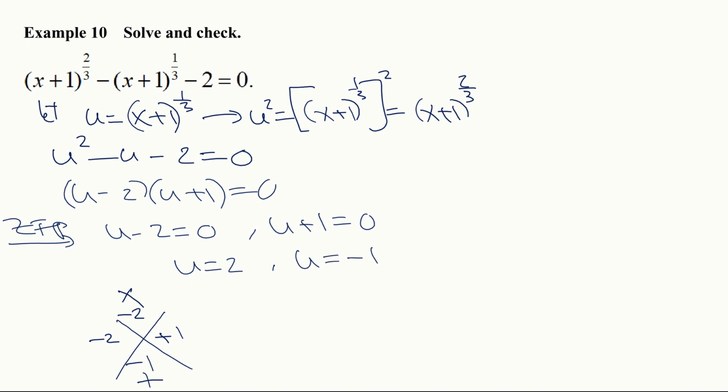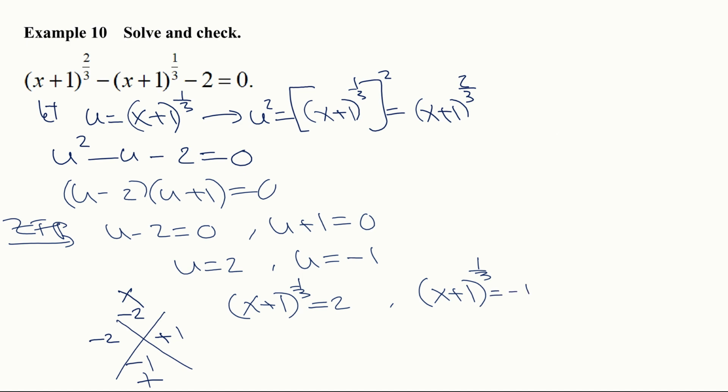Now, most of the students who miss this problem are the ones who rush and just put these as the solutions. Remember, this problem is not asking you to solve for u. It's asking you to solve for x. So once you have the values for u, you have to go back in and plug in the quantity x plus 1 to the 1/3 for u. Okay, so we get quantity x plus 1 to the 1/3 equals 2. Remember, that's just because u is equal to quantity x plus 1 to the 1/3, or quantity x plus 1 to the 1/3 equals -1.